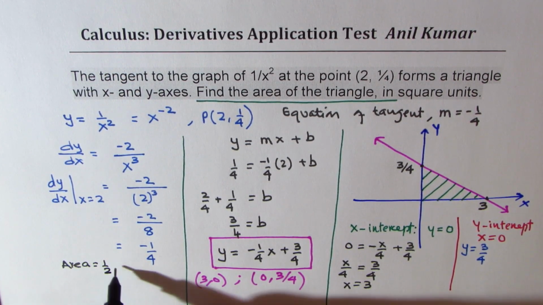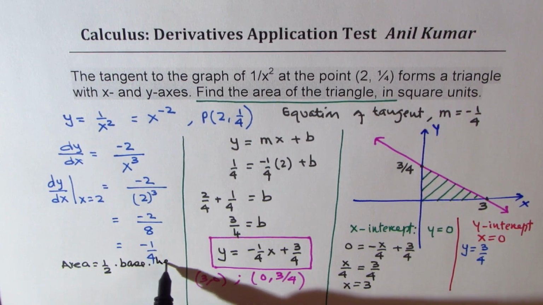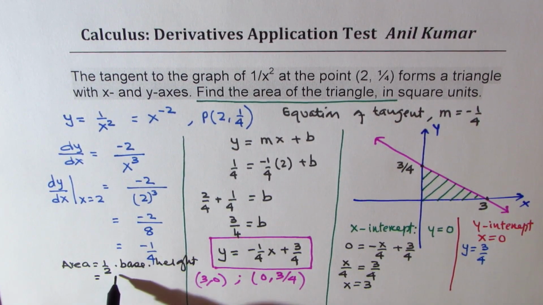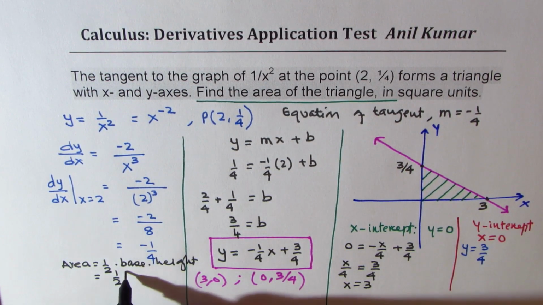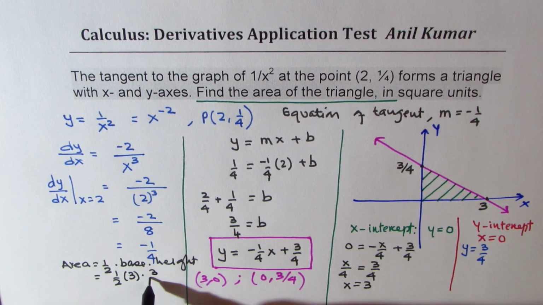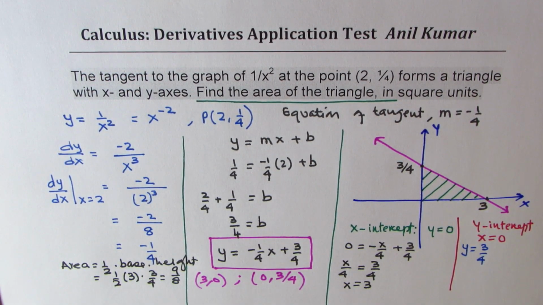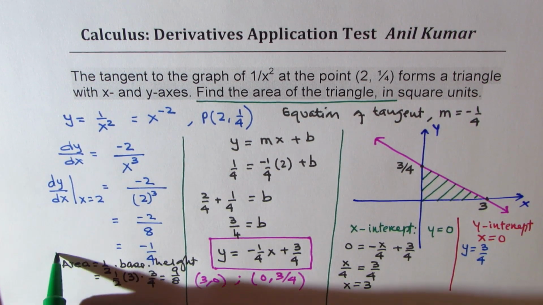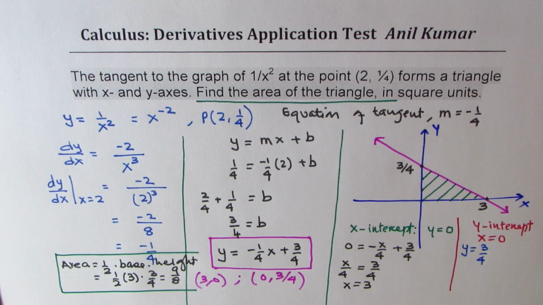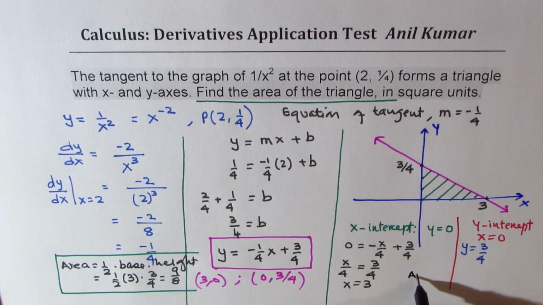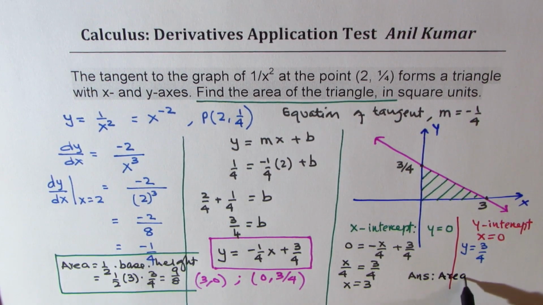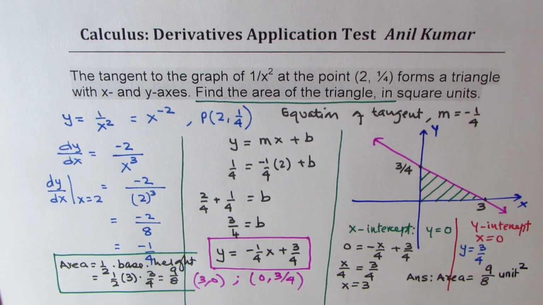Area equals half base times height, which in this case is half of base 3 times height 3 by 4, correct? So you get 9 over 8. That becomes the area of the given triangle in square units, right? In square units. So that's our answer: area equals 9 over 8 square units. Perfect. So I hope the steps are absolutely clear.